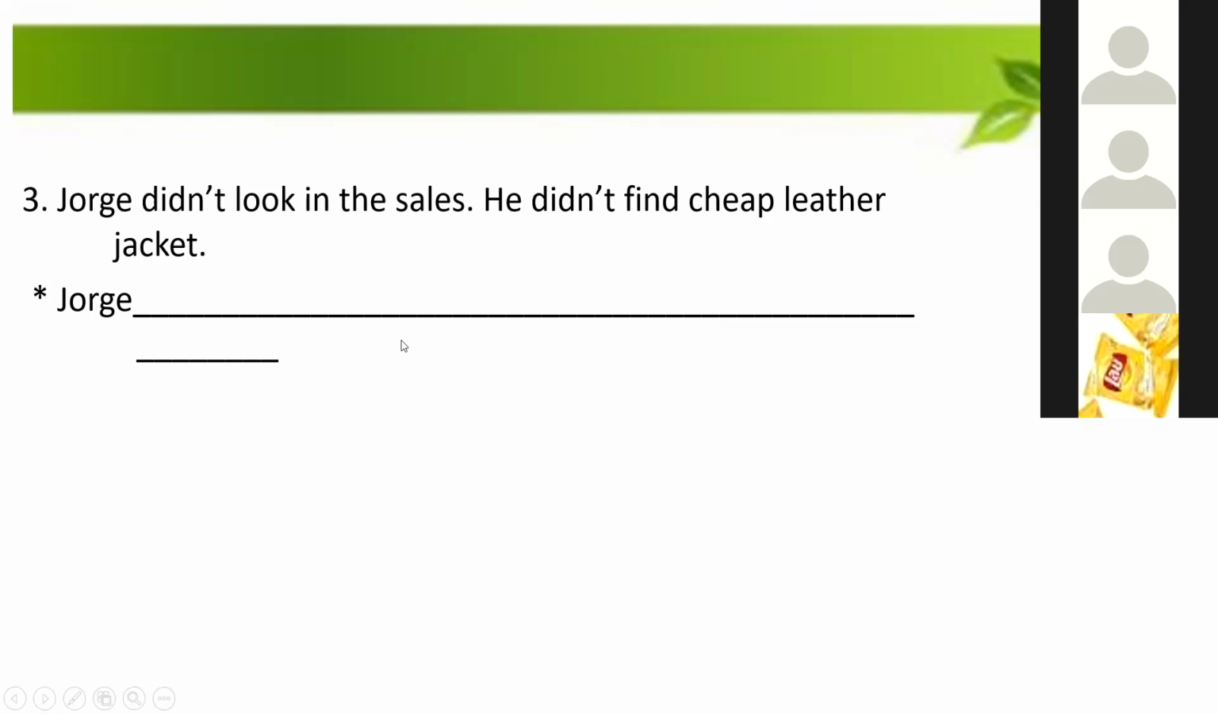Very good, Taro. Thank you. George... George, he wouldn't, because we start with George, not wouldn't look. Okay. George wouldn't look in the sales. He would find a cheap leather jacket. Okay, let us see if you are correct. George would have found a cheap jacket if he'd looked in the sales. Okay. Taro, this is the correct one.